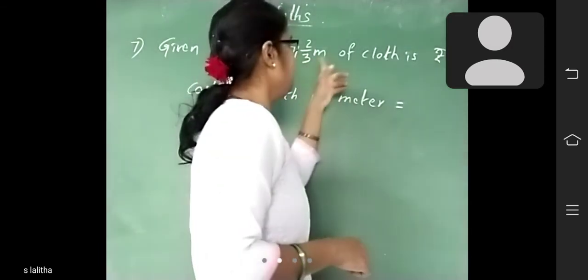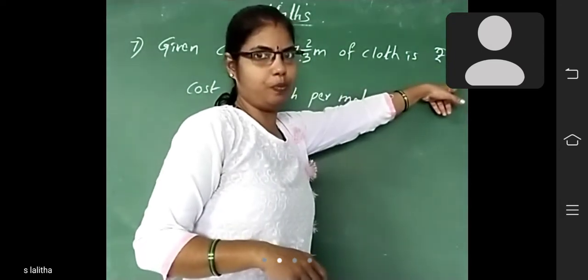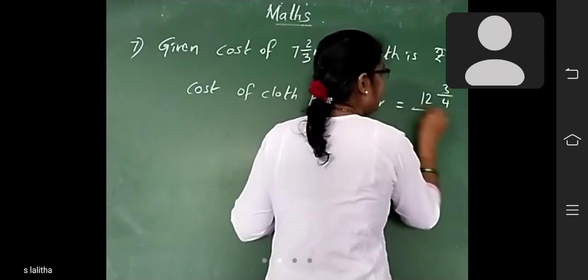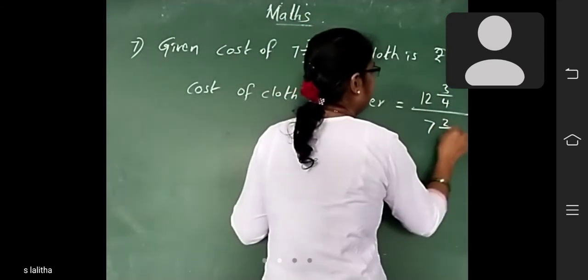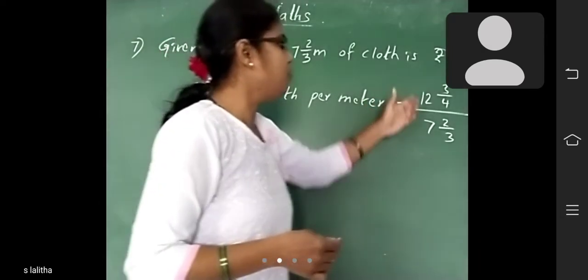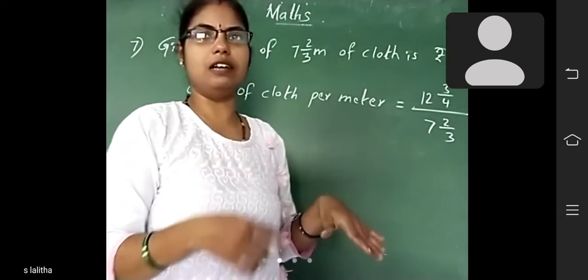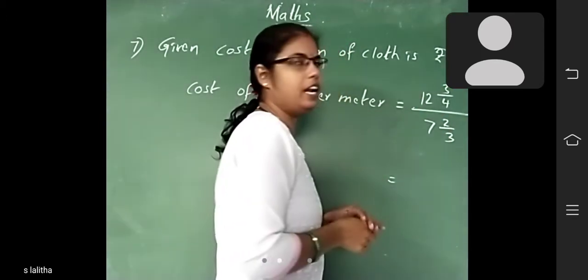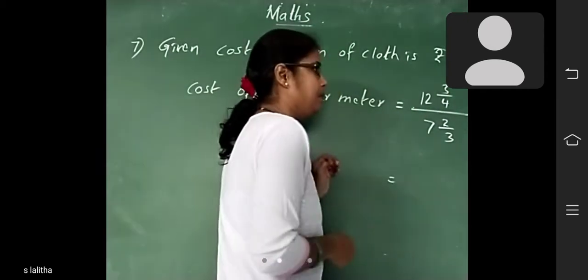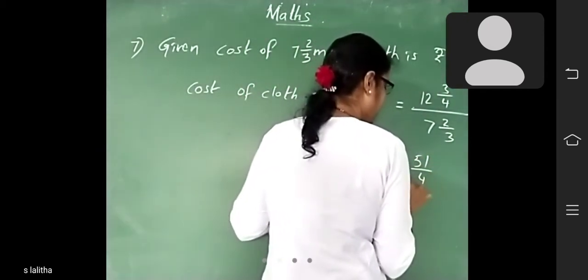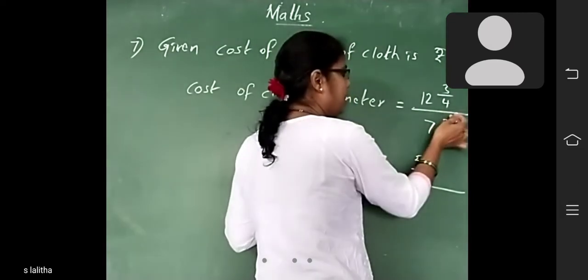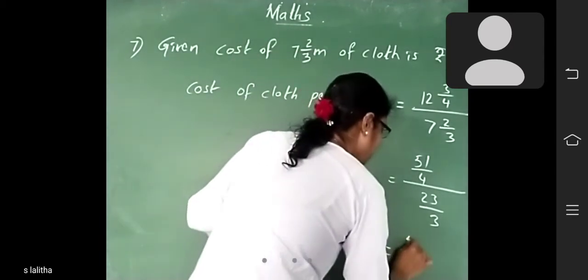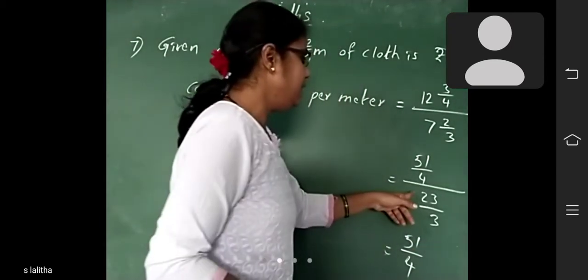So 7 2/3 meters of cloth is rupees 12 3/4. You can divide with this one. So 12 3/4 divided by 7 2/3. These two are mixed fractions, you have to convert into improper. 4 12 48, 48 plus 3, how much? 51/4. Divided by: 3 7s 21 plus 2, 23/3.